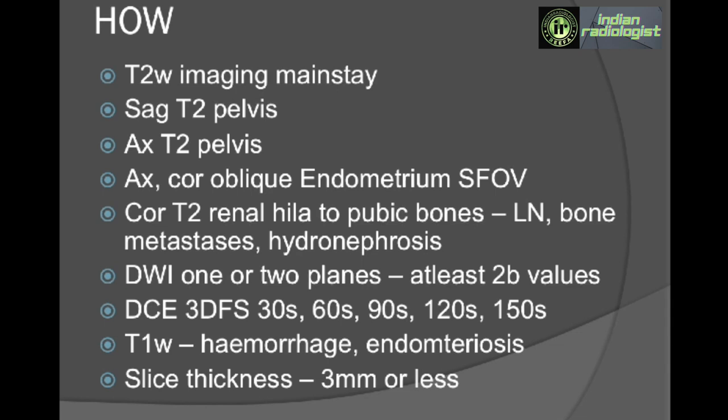T1 weighted sequence is quite helpful to identify foci of hemorrhage or endometriotic deposits. Ideally, the slice thickness should be 3 millimeters or less. Now, adding a coronal T2 weighted sequence from the renal hila down to the pubic bones is going to help us look for lymph nodes or any hydronephrosis, which is very important in diagnosis of pelvic tumors and if there is any presence of bony metastasis.